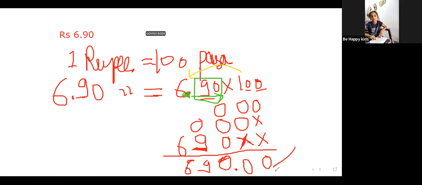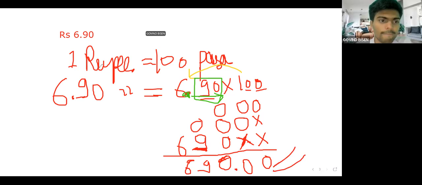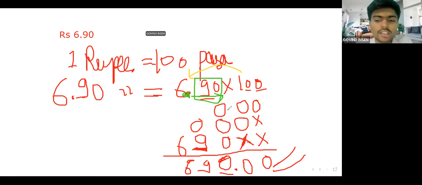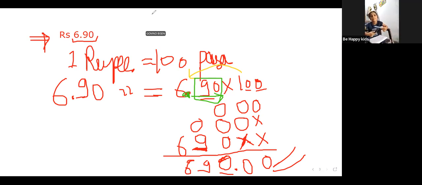Yes, sir. So what is the final answer? 690.00. So the 00 after the dot has no value, right? So what we did was simply convert rupees into paisa, right?